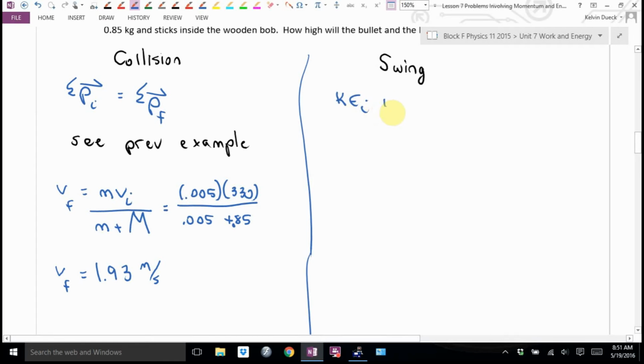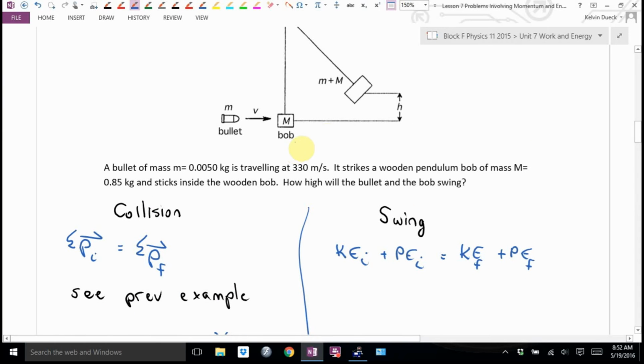KE initial plus PE initial, that's right after impact, the split second they start to move, equals KE final plus PE final. If you want to, on your diagram, you can label this right here as final, and this is going to be initial for the swing part. Are any of these zero?